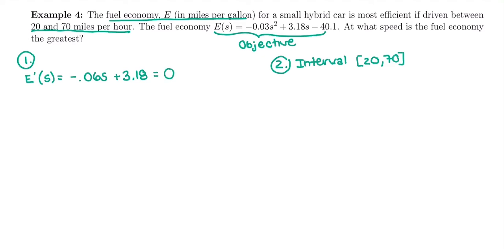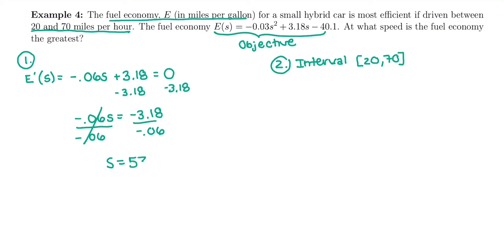We want to set it equal to 0. We're going to solve this like a linear function. We have an mx plus b. We want to just get S on one side by itself. So first off, we can subtract the 3.18 from both sides, so that we have negative 0.06 S equals negative 3.18. And then we want the S on one side by itself. So we're going to divide to get rid of that multiplication and say S is negative 3.18 divided by negative 0.06, which is going to be S is 53.